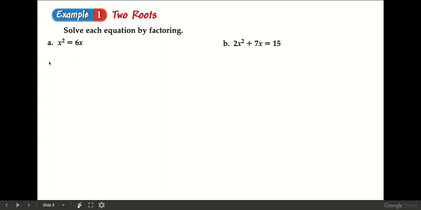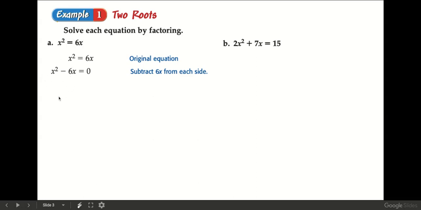We have x squared equals 6x. That is a quadratic equation because we have x squared there. The first thing we want to do is set it equal to 0, so we want to get everything on one side of the equation. We're going to start off by subtracting 6x from each side. Now we have x squared minus 6x equals 0.